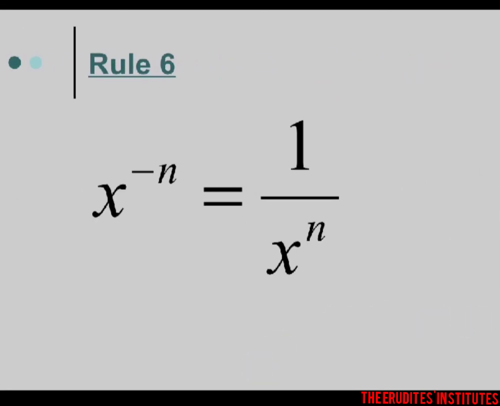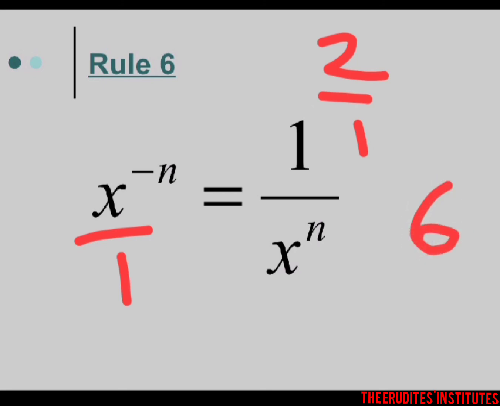Then we have what we call the inverse property. With the inverse property, we reciprocate where the power is negative. Now keep in mind that every whole number on its own has a denominator of 1, but it is usually not written. If I have 2, 2 has a denominator of 1. If I have 6 on its own, 6 has a denominator of 1. So 1 as a denominator is not written in general.